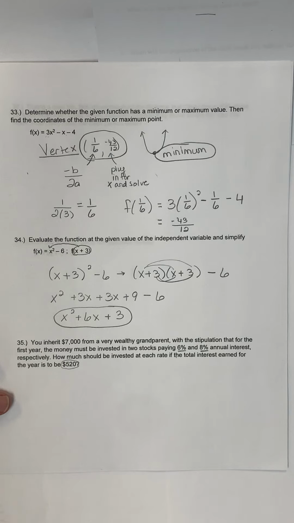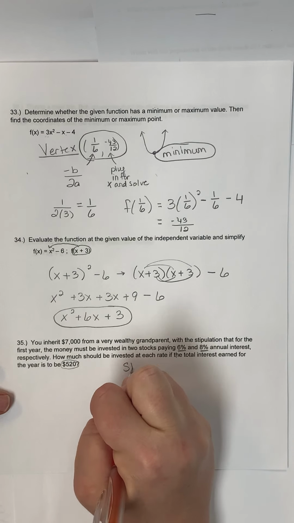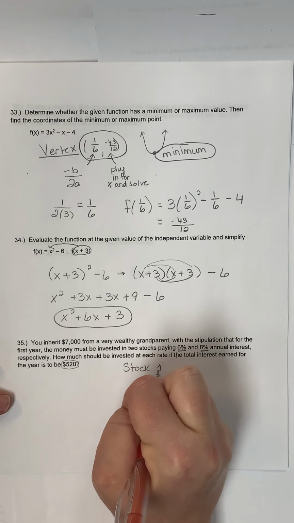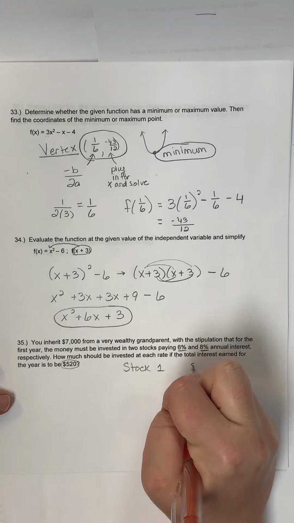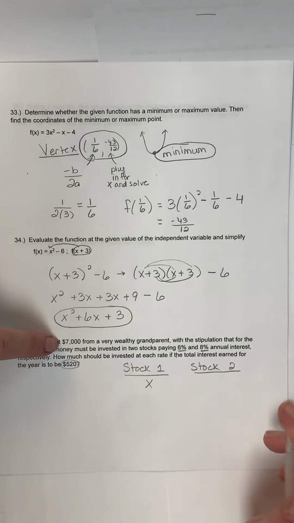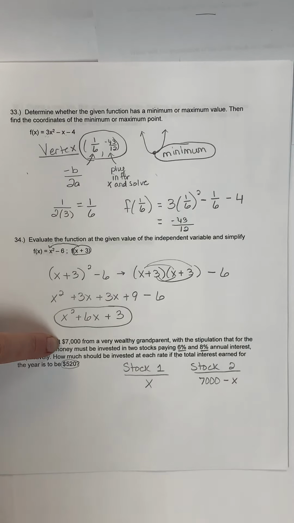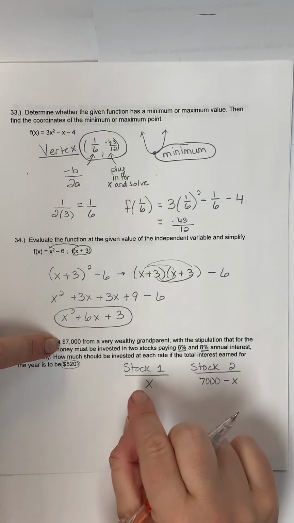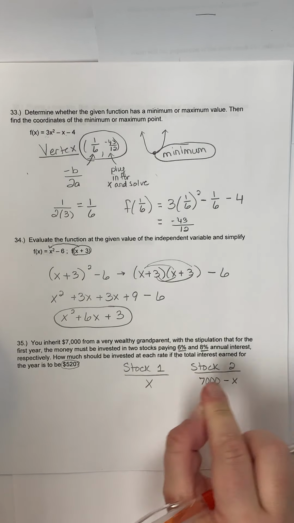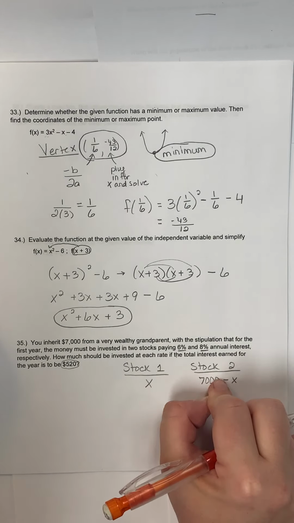Okay, well, here's what we know. We need to put an amount into stock 1, and we need to put an amount into stock 2. I'm going to say we're going to put in X into stock 1. So how much do we put into stock 2? Well, if we have 7,000, we're going to put in 7,000 minus X. Does that make sense? If we put in some amount here, this is just going to be the total minus that amount. That's what goes into that one.